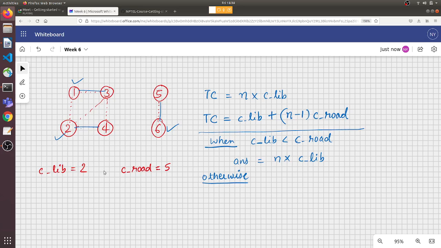What is the minimum number of roads to connect n nodes? N-1. Yeah, so we need n minus 1 edges here, n minus 1 roads, right? So that's the answer.